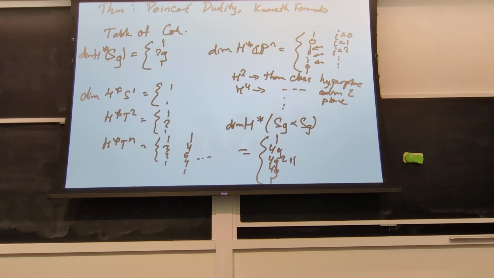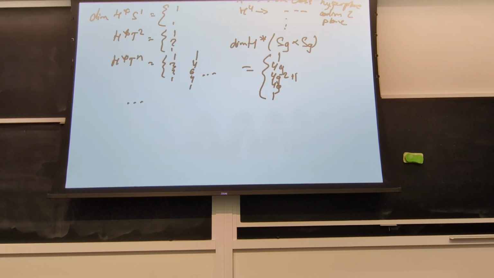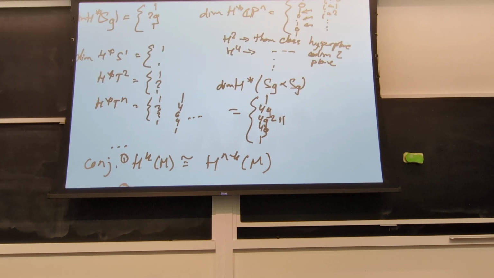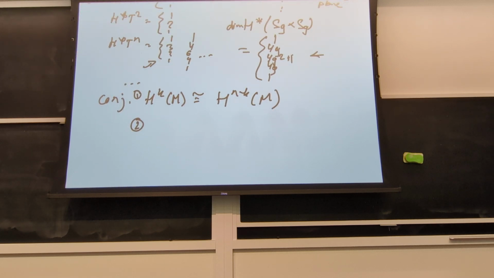Some interesting things that you notice is that it seems like the dimension of H_k of M is the same as the dimension of H_{n minus k} of M. So that's the first observation. And the second observation is maybe you can see it through here or through here, which is that H_k of M cross N is equal to the direct sum over i plus j equals k of H_i of M times H_j of N.